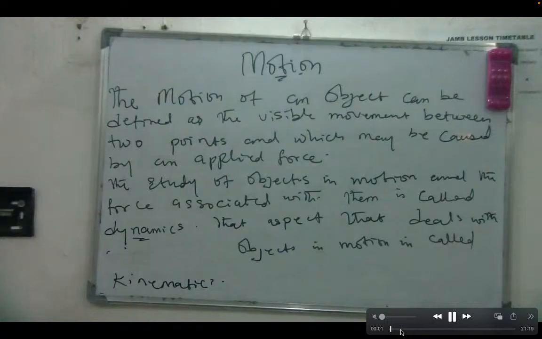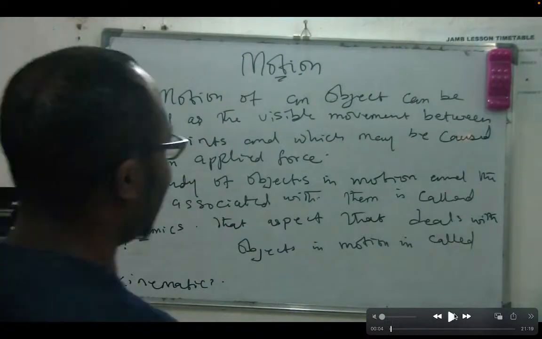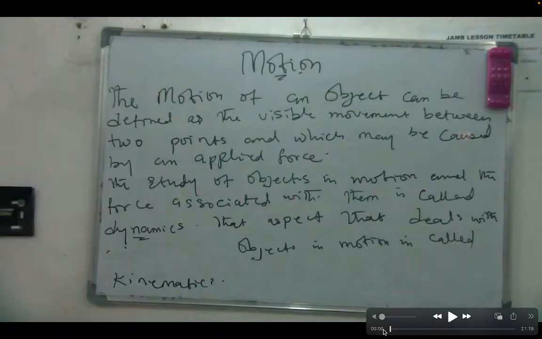Hello and welcome back. We looked at motion and the different types of motions that we have. I would say that motion of an object can be described as the physical, visible movement between 2 points. So whenever you say that something is in motion, you must actually observe that it is moving from one point to the other, from point A to point B, just the way you move from your house to the church. So that is motion. Movement from your house to the church. Movement from the door of your house to your gate.